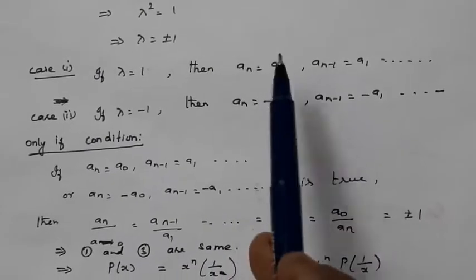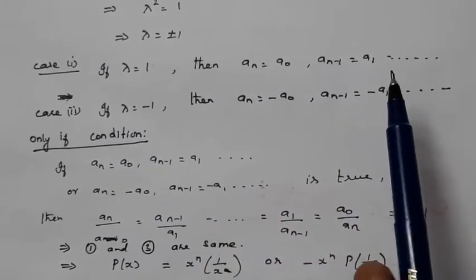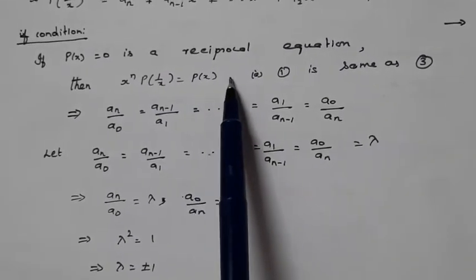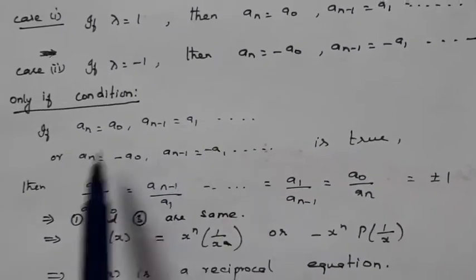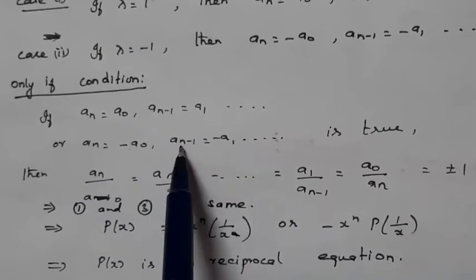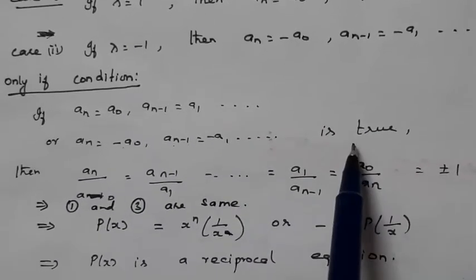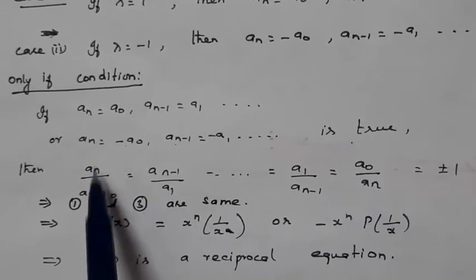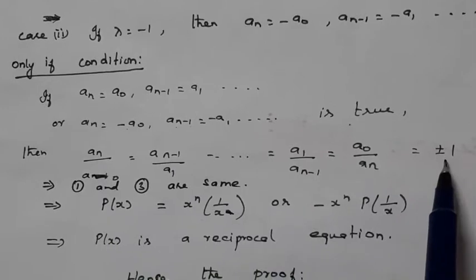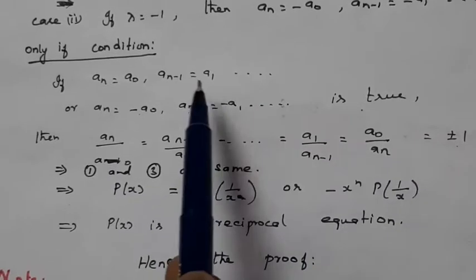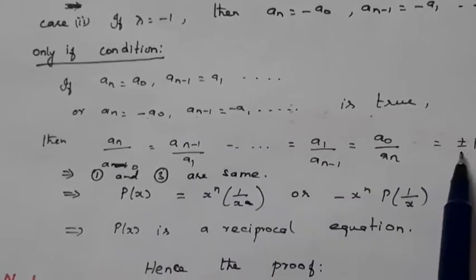That is, by taking these two conditions to be true, we have to show that p of x is a reciprocal equation. That means we have to show that x power n into p of 1 by x is equal to p of x. Both are equal. So if a n is equal to a naught and a n minus 1 equal to a1, or a n equal to minus a naught, a n minus 1 is equal to minus a1, if these two conditions are true, then if you take the corresponding ratios, it will be equal to either plus 1 or minus 1. So in this case it will be plus 1 and in this case it will be minus 1.